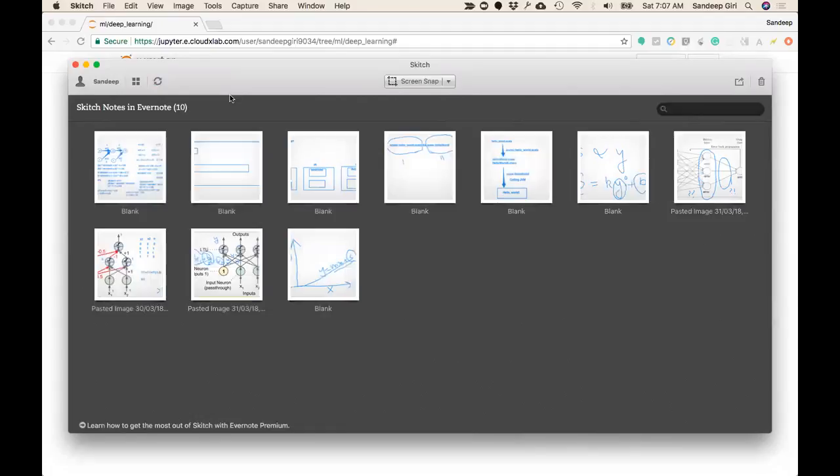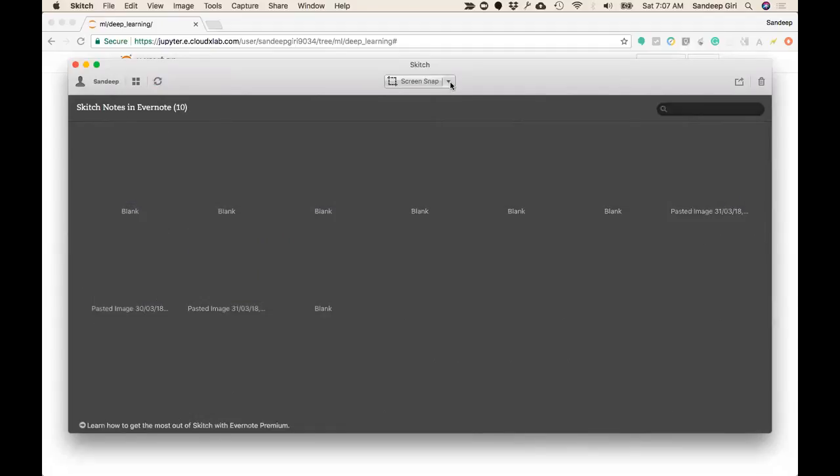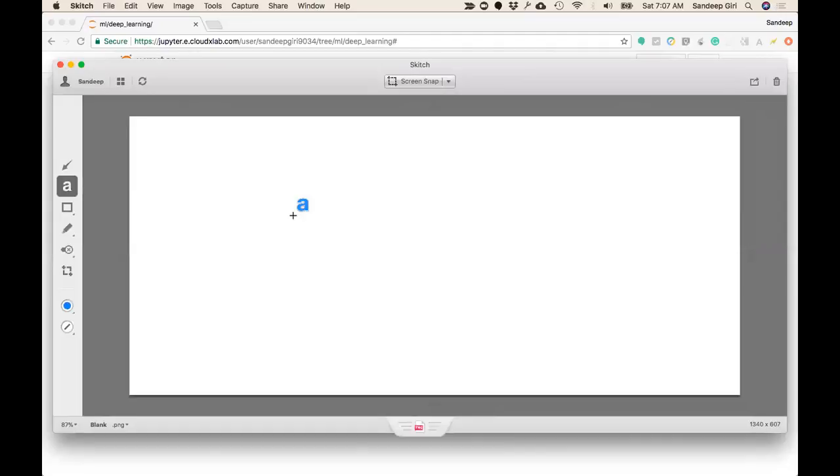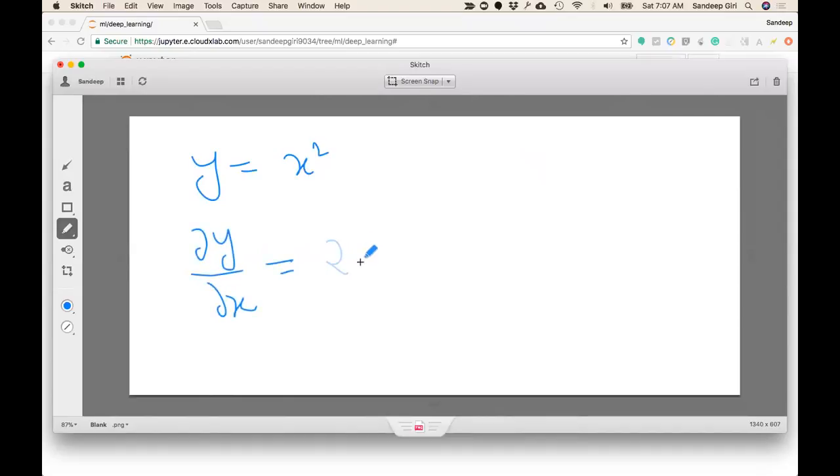Are you comfortable with a little bit of differentiation and maths? If not, let me just walk you through it. Let us say there is a variable y which is equal to x square. When we say dy by dx equals, actually this is 2 into x. How do we know that? Because we memorized it.